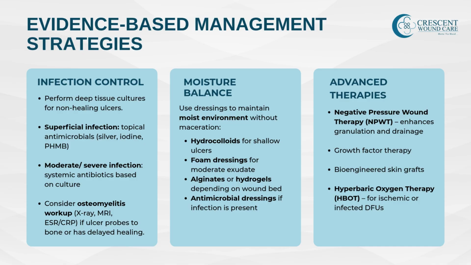3. Advanced therapies. When standard care isn't enough, it's time to bring out advanced tools. Negative pressure wound therapy, NPWT, helps draw out fluid and promote granulation. Growth factors, bioengineered skin grafts, and hyperbaric oxygen therapy can help in non-healing or ischemic ulcers. These are especially helpful in stubborn wounds that haven't responded to the basics.